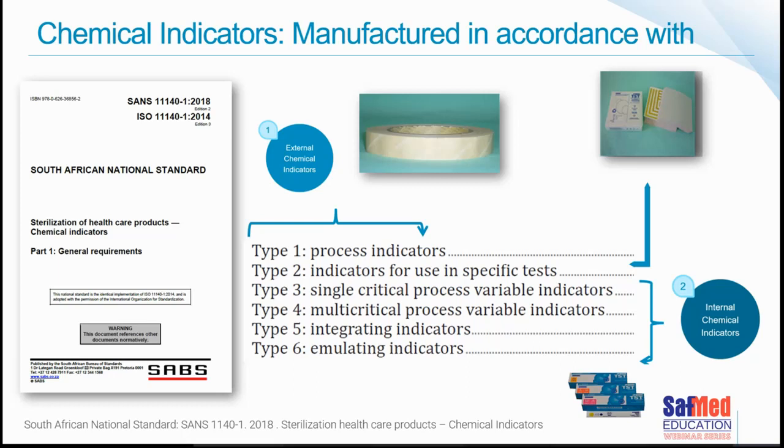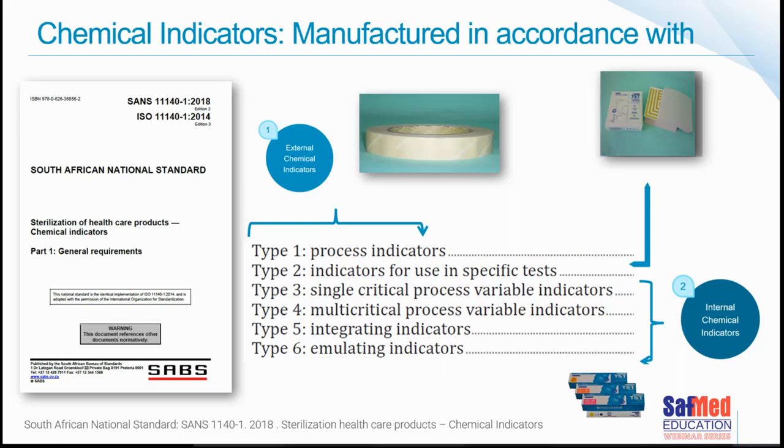All chemical indicators need to be manufactured in accordance with a specific standard. The standard number is 11140. In 2018, SANS adopted 11140 directly out of the ISO standard, so it has not been changed. It's exactly the same standard as the international standard that exists in South Africa. So if you're using a chemical indicator in the South African setting, that chemical indicator has to be manufactured within the purview of this standard. You cannot use one that is not manufactured according to the standard.